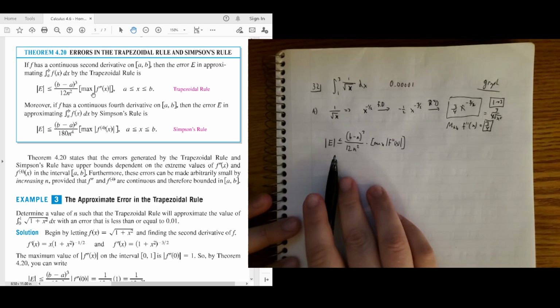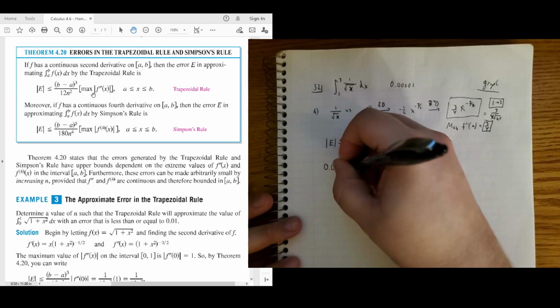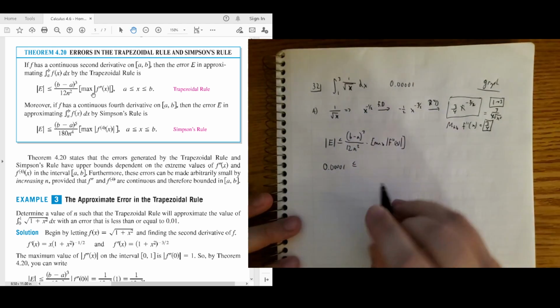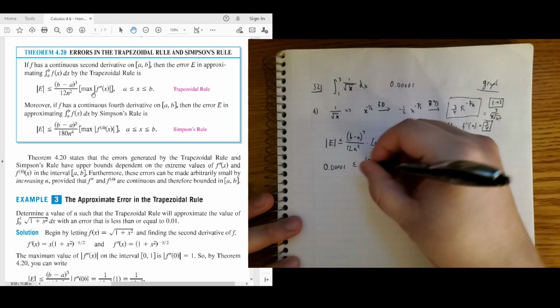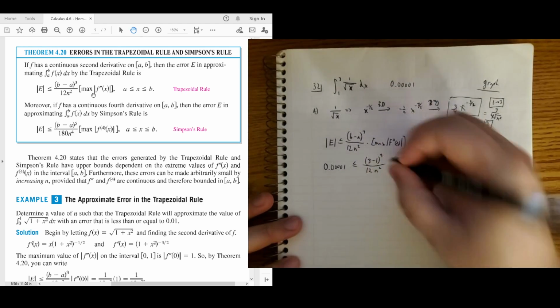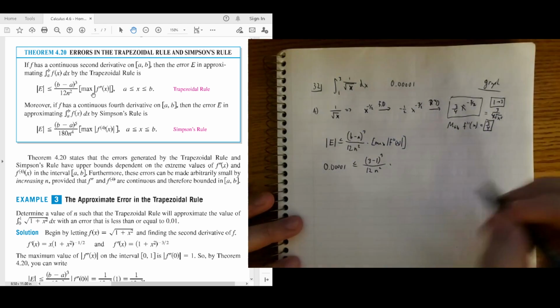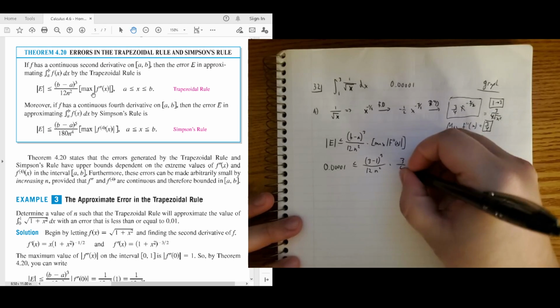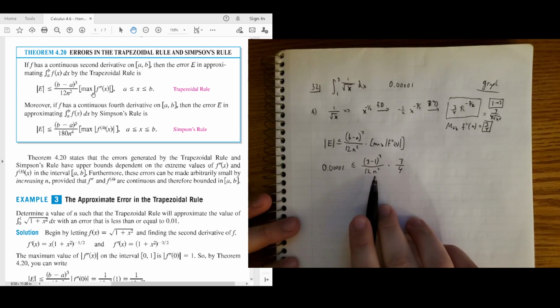So from here, I plug in my error, which is 0.00001 less than or equal to. My b value is 3. My a value is 1. I cube it. I have 12n squared. Notice I want to find n, so I leave n in the problem, times the maximal value, which is 3/4. And now my goal is to solve for n in this function.